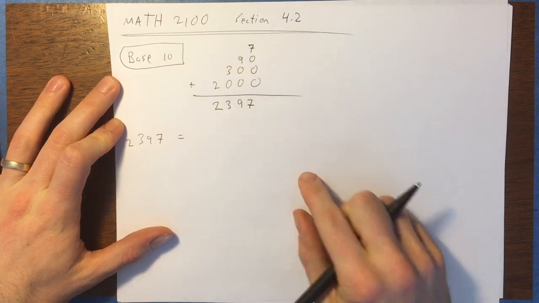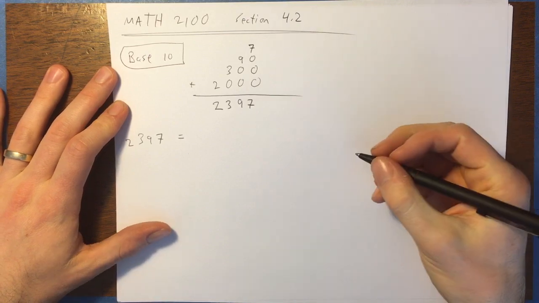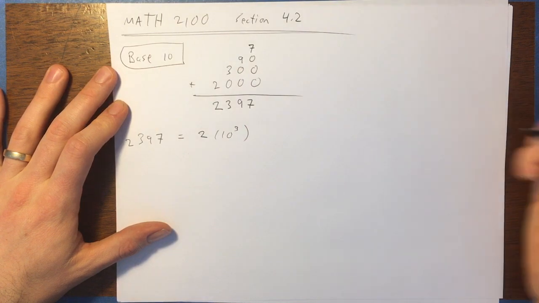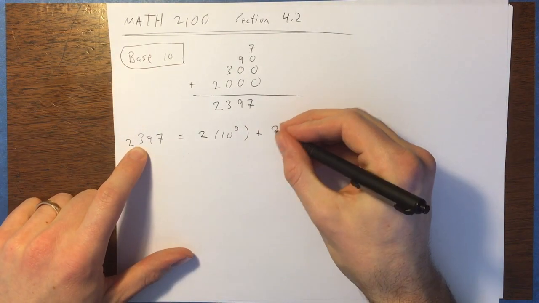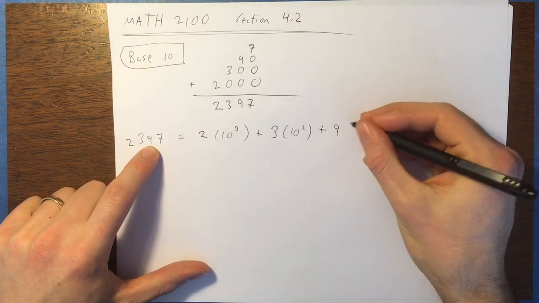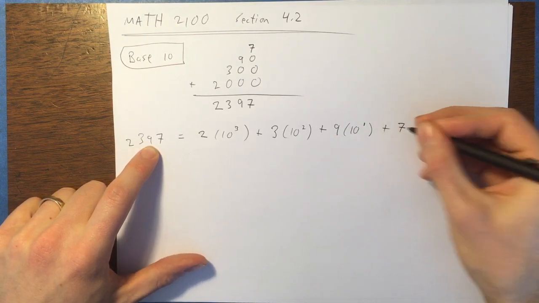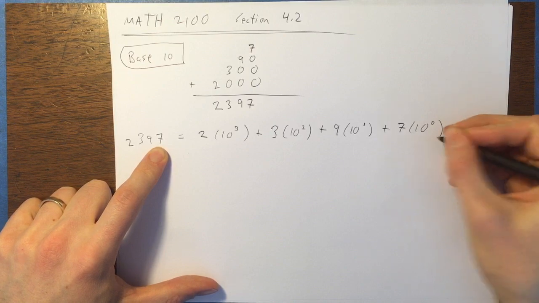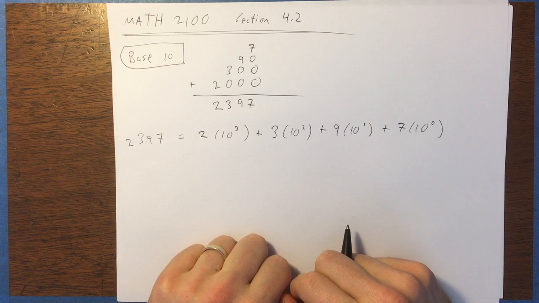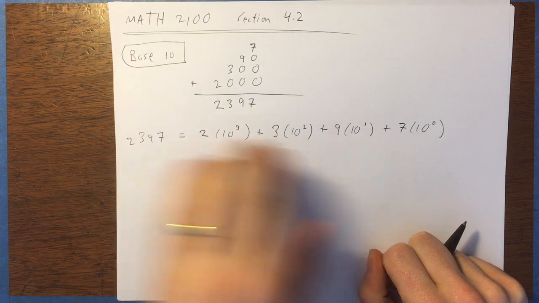Okay, so this means that 2,397 can be written as 2, 3, 9, and 7, each multiplied by a power of 10. So the 2 is multiplied by 10 cubed, which is 1,000. And then we add to that 3 multiplied by 10 squared, which is 100, plus 9 multiplied by 10 to the power 1, which is just 10, and then plus 7 multiplied by 10 to the power 0, which is just 1. So we have powers 0, 1, 2, 3, increasing powers of 10, each multiplied by a number, and then added together. That's how to interpret this.